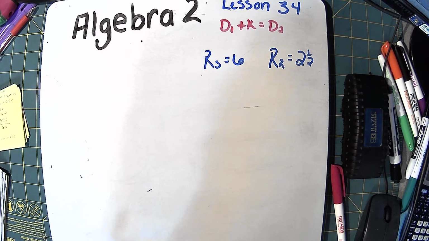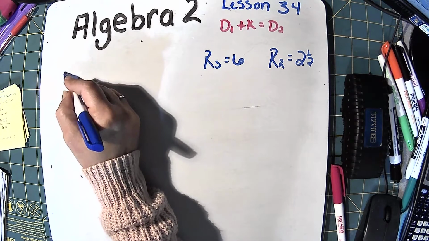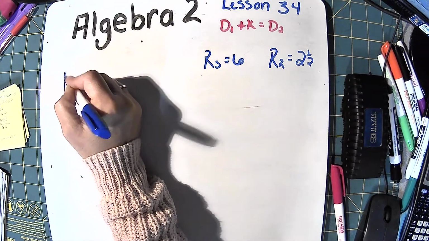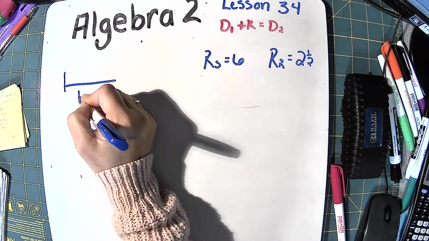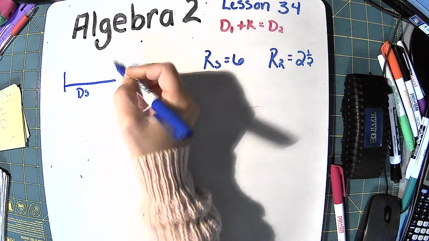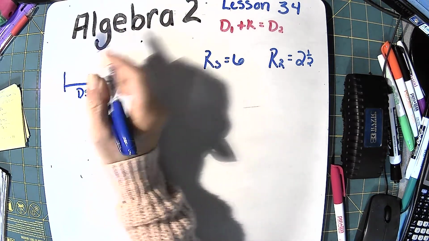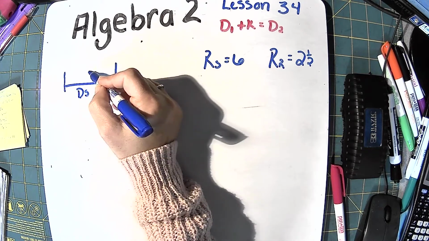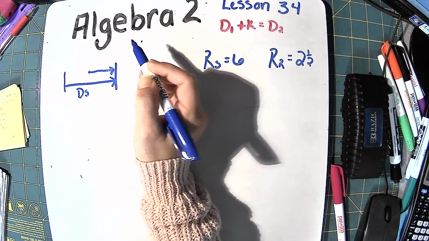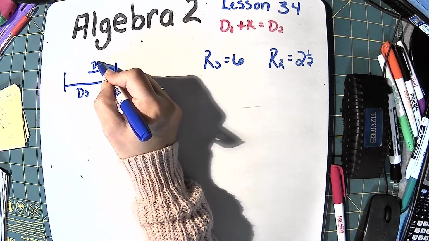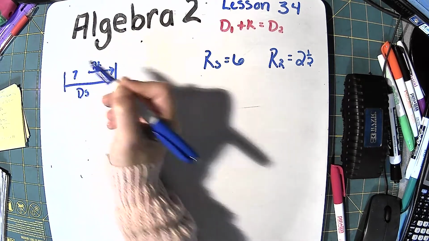How long did it take the sheriff to catch up? Alright, so we're going to have our distance diagram. We've got the distance of the sheriff. Okay, he gets there. And then the distance of Robin Hood. And we have 7 miles out of town.